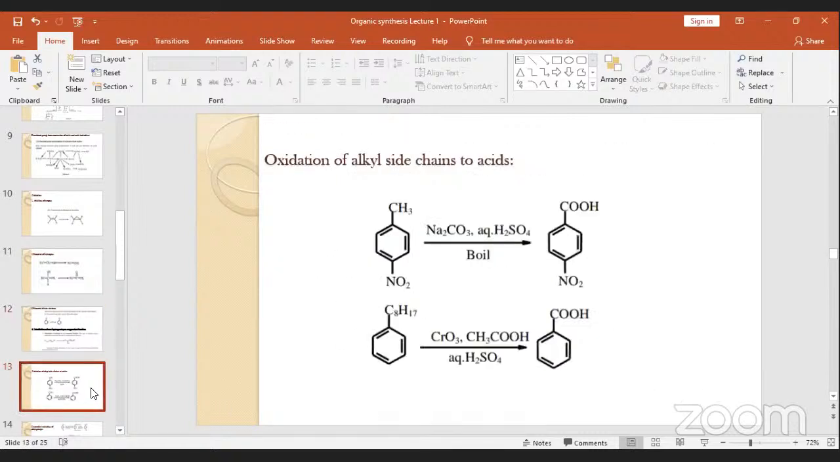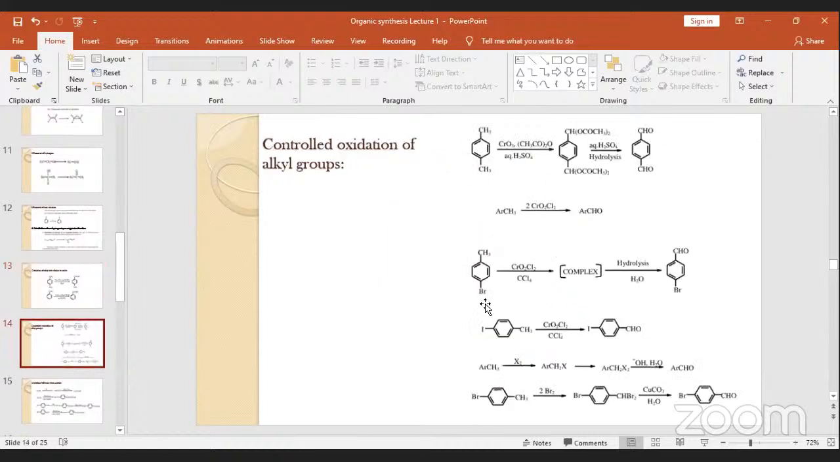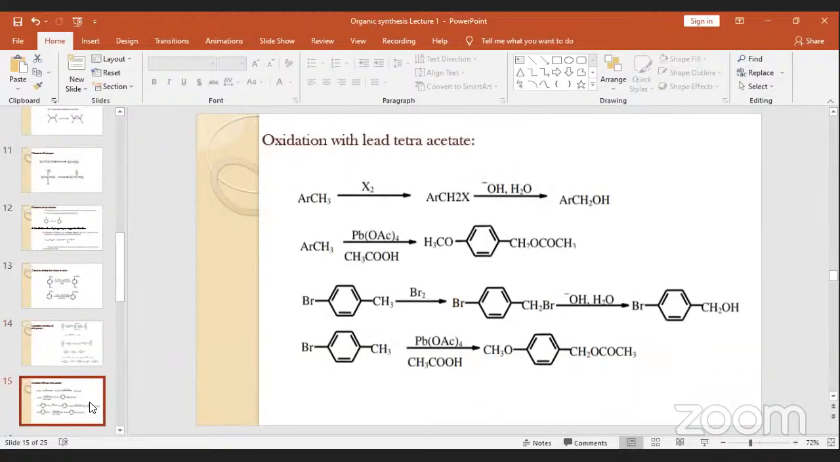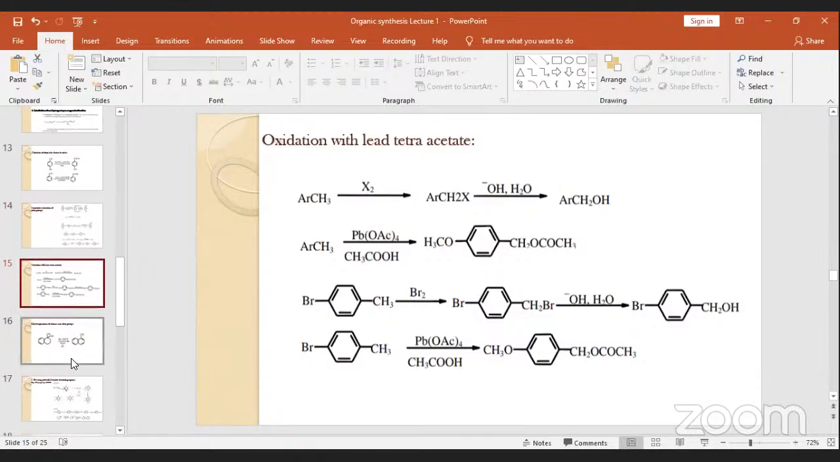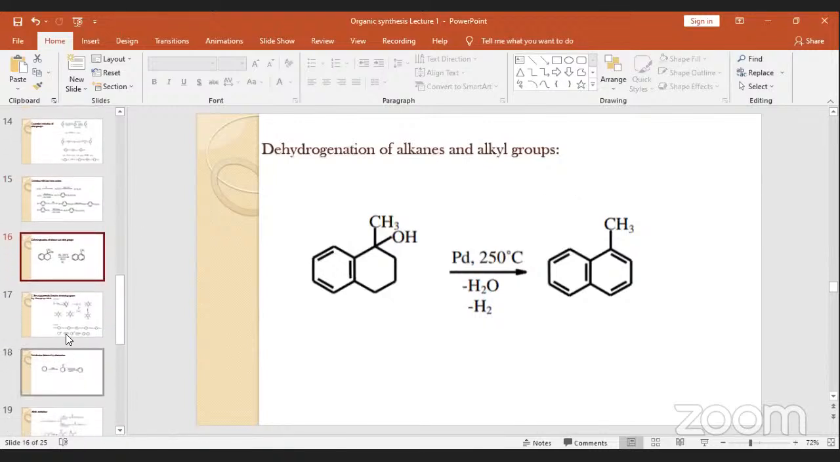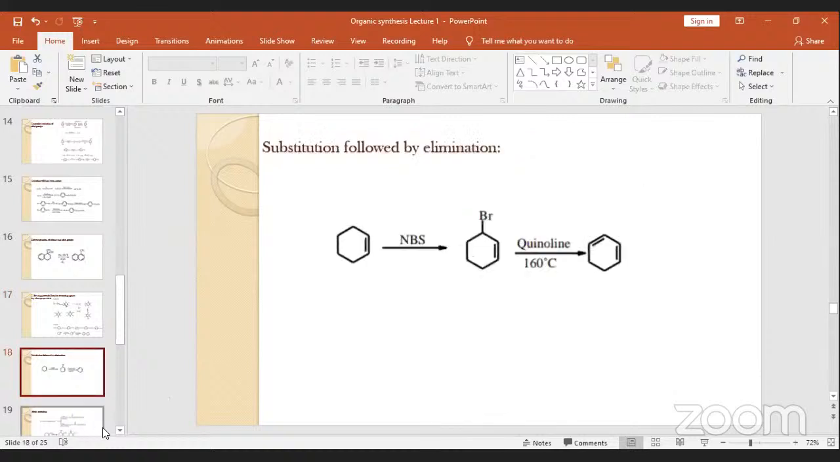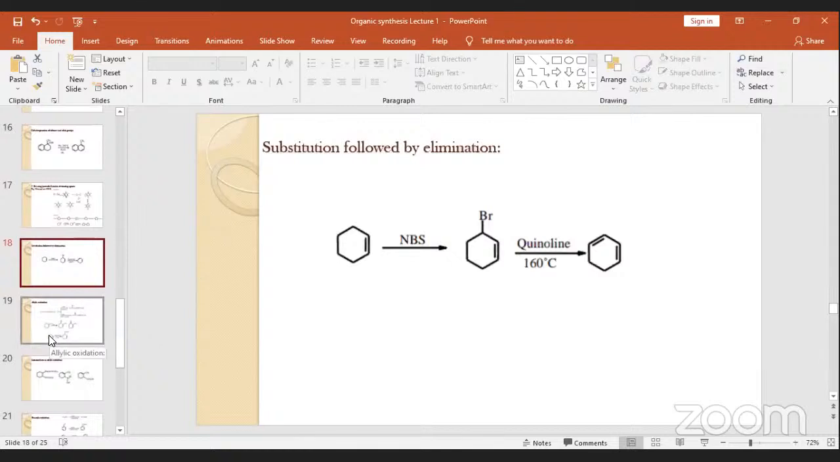We have also seen oxidation of alkyl side chains to give carboxylic acids, which in turn can be converted to a variety of products. We have also seen controlled oxidation of alkyl groups to give the corresponding aldehydes, with lead tetraacetate, bromine, NBS, and selenium dioxide. We have also seen dehydrogenation, removal of hydrogen, which is an oxidation reaction. There are two types: catalytic dehydrogenation, and dehydrogenation with chloranil and DDQ, the main important ones which are used industrially very often. And there is substitution followed by elimination using NBS, allylic bromination followed by dehydrobromination to introduce a double bond. Ultimately, it is removal of hydrogen, which is also an oxidation reaction.